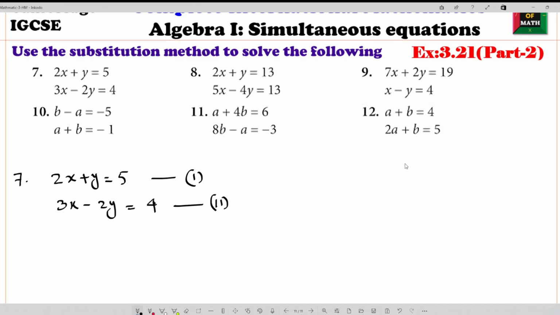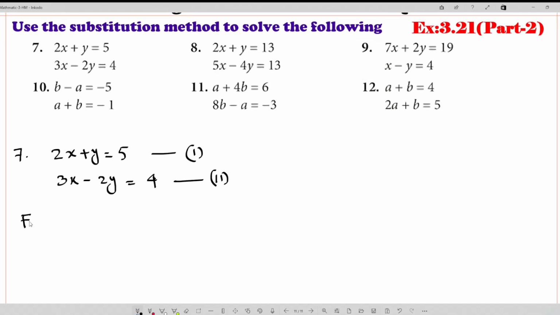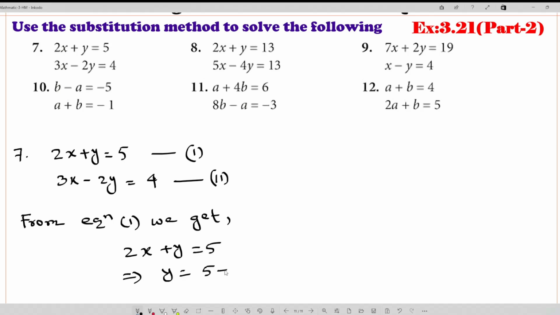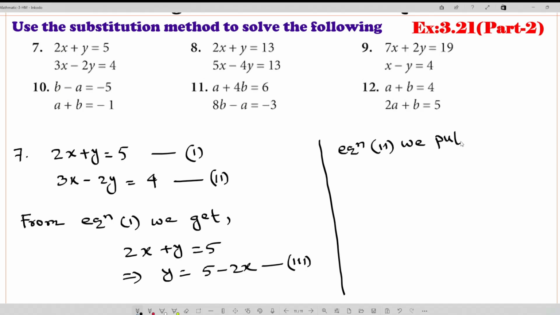Okay, then from equation 1, we get 2x plus y equals 5. We can write y equals 5 minus 2x, and we can call this equation 3. Okay, now in equation 2, we put y equals 5 minus 2x.